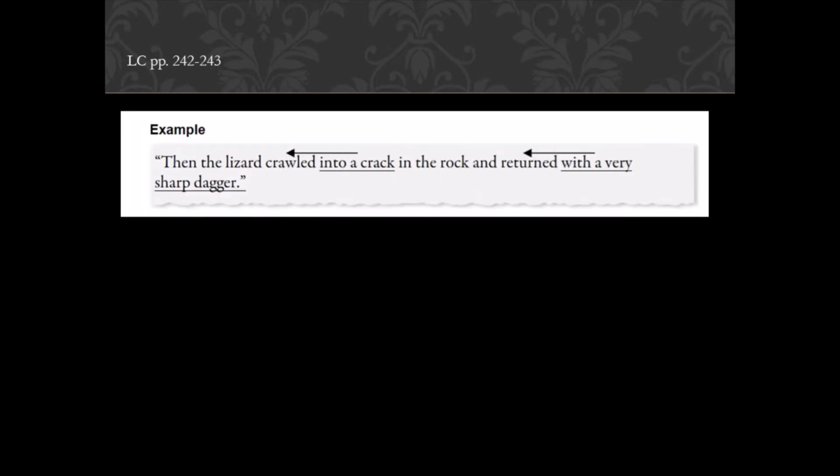I want you to open your workbook on page 242 to 243. You can also open your website in Alpha. Let us have an example from your workbook, page 242. Then the lizard crawled into a crack in the rock and returned with a very sharp dagger. We have two adverbial phrases here. The first adverbial phrase answers the question, where did the lizard crawl? And the answer is into a crack. That is our adverbial phrase.